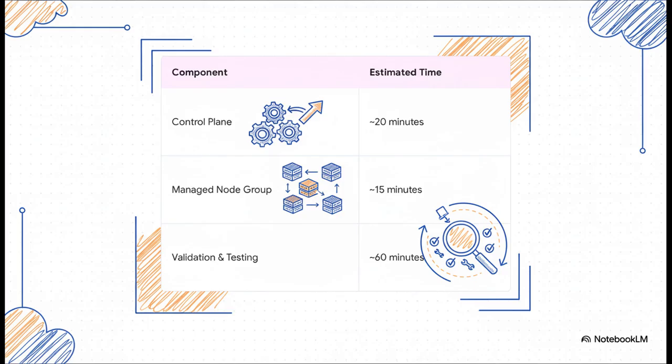First up, let's talk time. For each version jump, you can figure about 20 minutes for the control plane itself and maybe 15 for a node group. But look, the most critical part is the validation and testing, and that can easily take an hour, maybe more. So for the whole journey from 1.31 to 1.34, you should really budget at least 2 solid hours of focused work. And that's not even counting all your prep time.